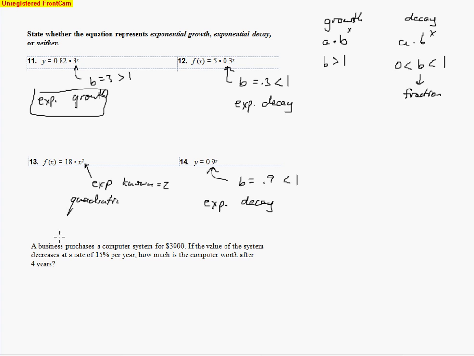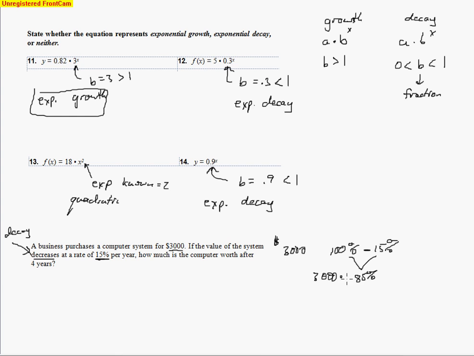On this problem here, it says a business purchases a computer system for $3,000. The value of the system decreases. Okay, so this is a decay problem. That means it's getting smaller. It decreases at a rate of 15%. Remember, 100% is what it was initially. That's what it was. It was $3,000. $3,000 is 100%, but it's decreasing by 15%. So what we have to do is subtract that 15% from the 100%, and that leaves us with 85%. And that's the number that we're going to multiply the 3,000 by.